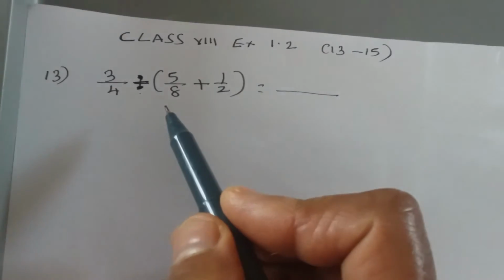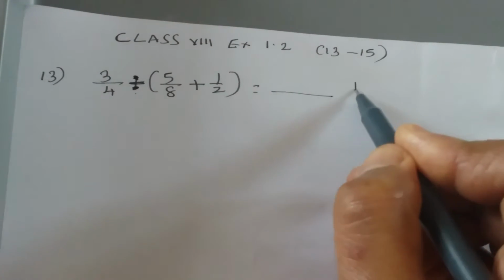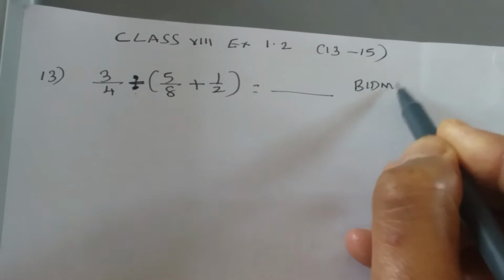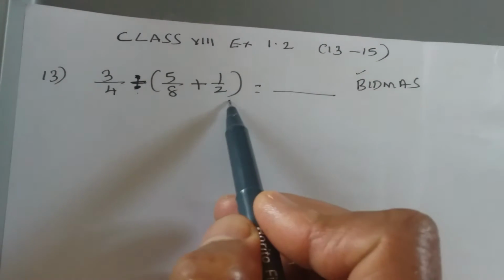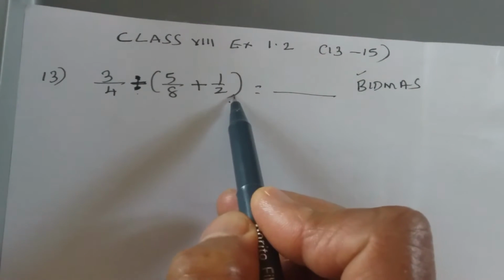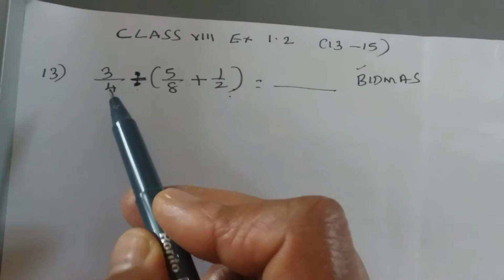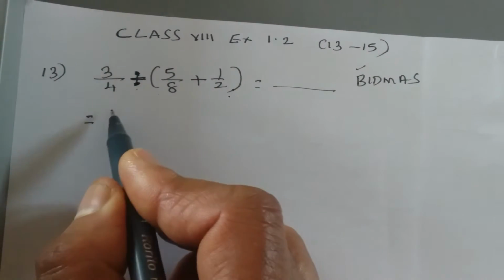Division and addition. And which one has to be done first? Please recall the rule, BIDMAS. So first is bracket. Do you have a bracket here? Yes, there is a bracket. So the bracket has to be done first and the rest of the numbers stay as they are. So we'll do the bracket first.